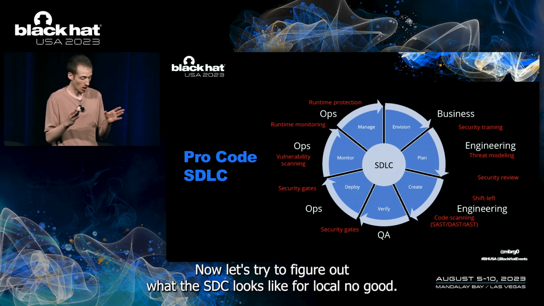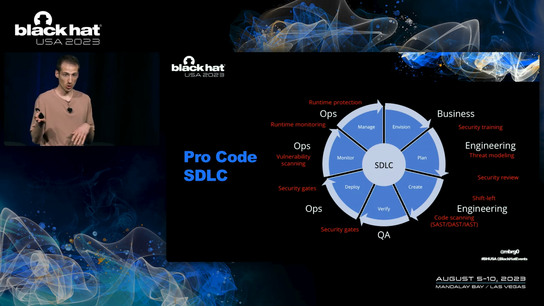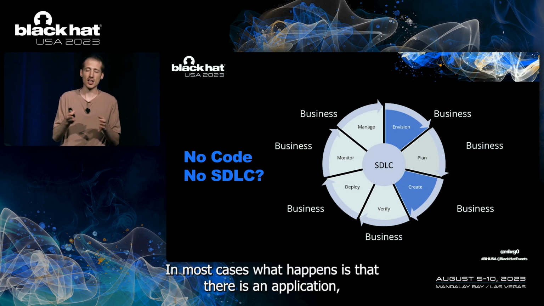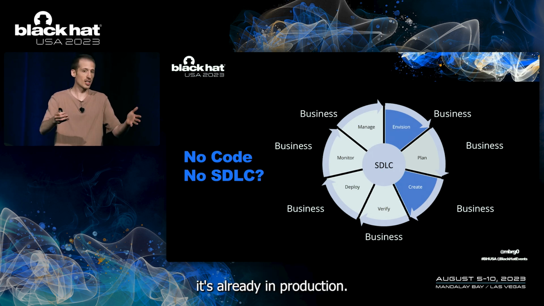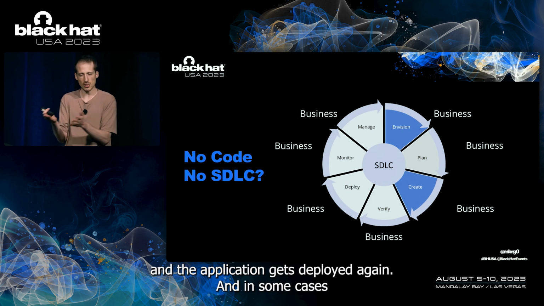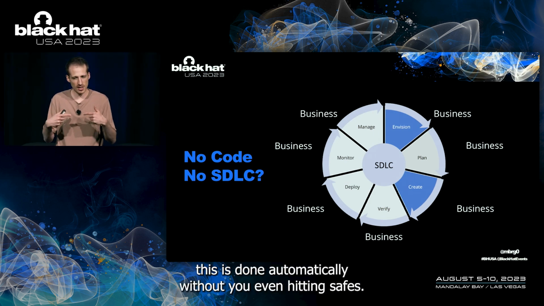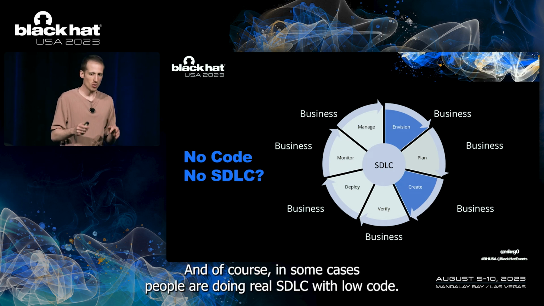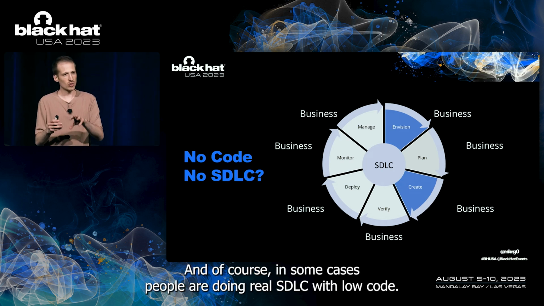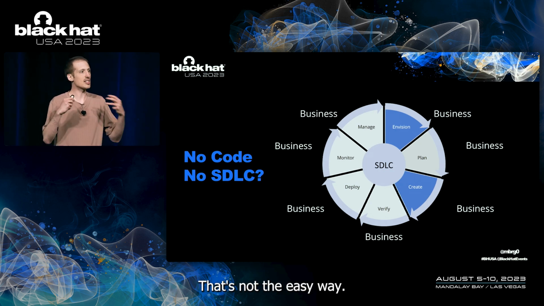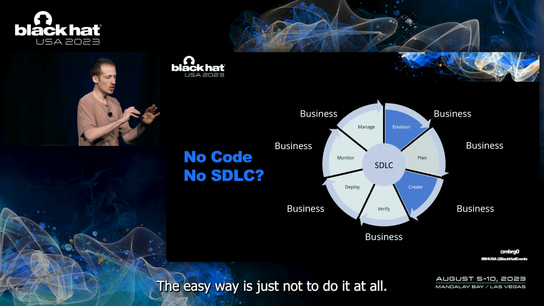Now let's try to figure out what the SDLC looks like for low-code, no-code. So in most cases, there's no SDLC. In most cases, there's an application, it's already in production, you click on the edit button, you drag a few things around, and the application gets deployed again. And in some cases, this is done automatically without you even hitting save. And of course, in some cases, people are doing real SDLC with low code, but that's not the standard, that's not the easy way. The easy way is just not to do it at all.